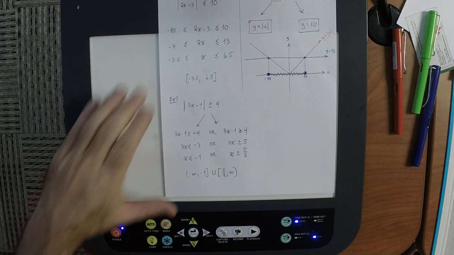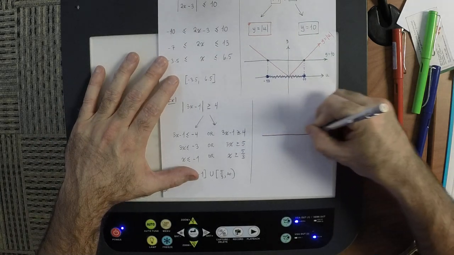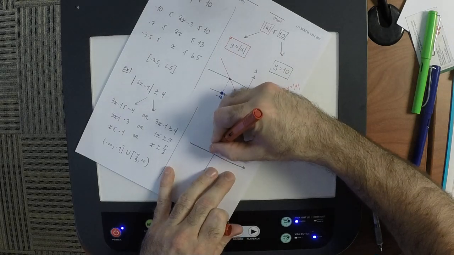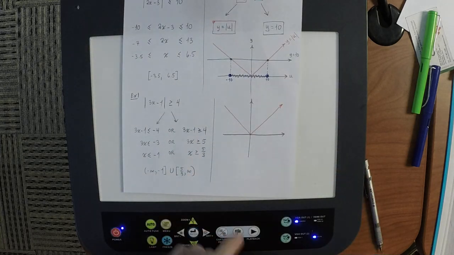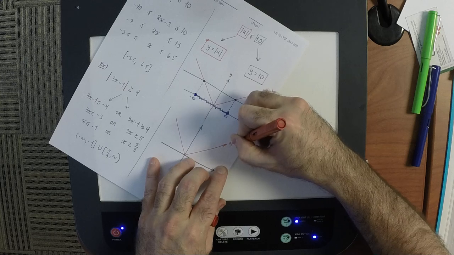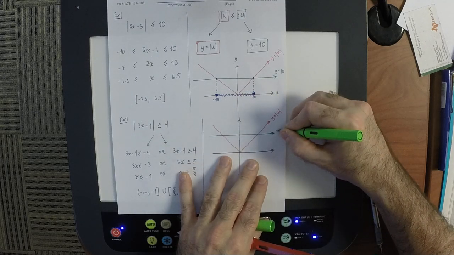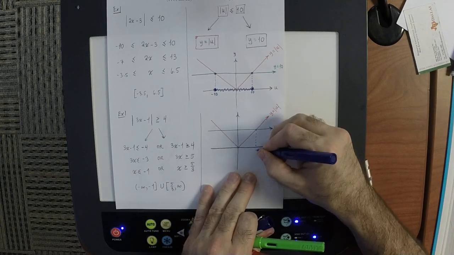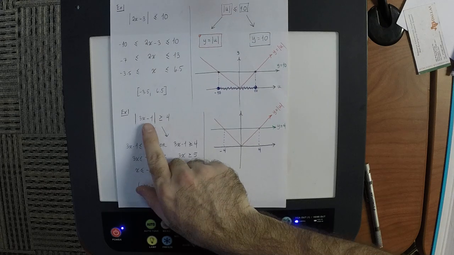So now, just very briefly and quickly, why should it be this way? Why should this one be so markedly different than the other one? The reason is because, again, if we plot the characteristic shape of absolute value as a V, and this one is y is |u|, and then if we plot y is 4, do they intersect? Yes, they intersect at 4 and negative 4. But now the inequality is reversed.